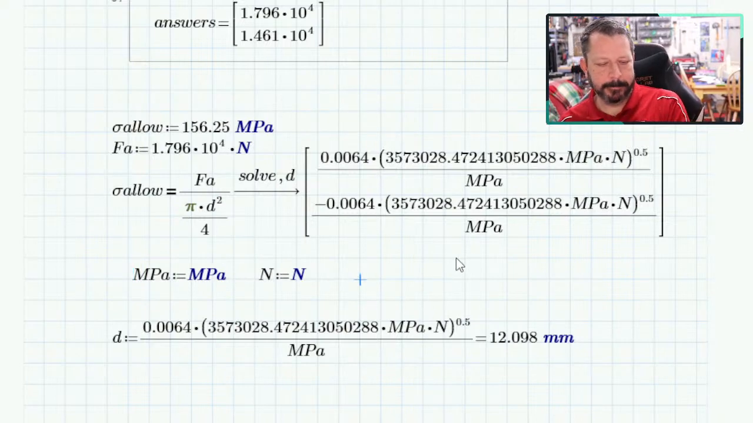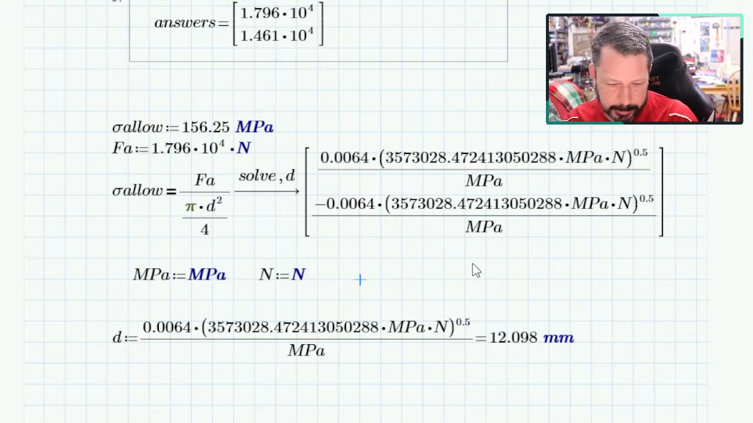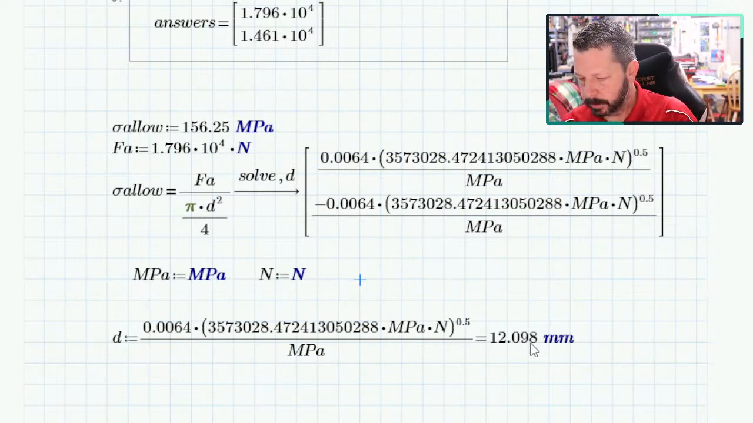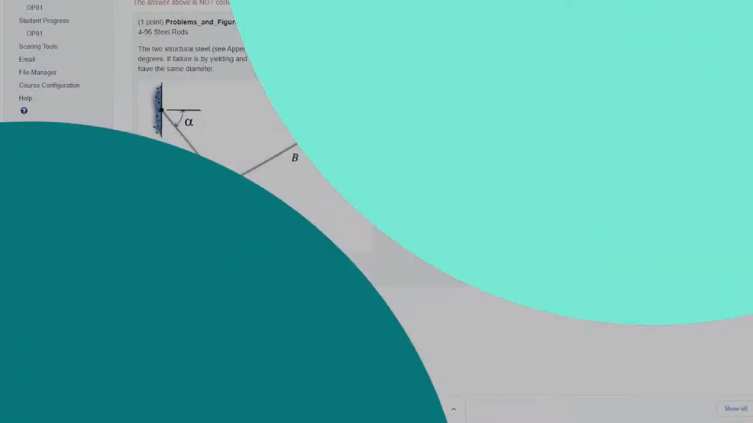So that's an easy enough way to make these symbolic solutions work with units. There's probably some better way to do it, but that works. And there's our 12 millimeters. All right, let's go back over and see what we have left.